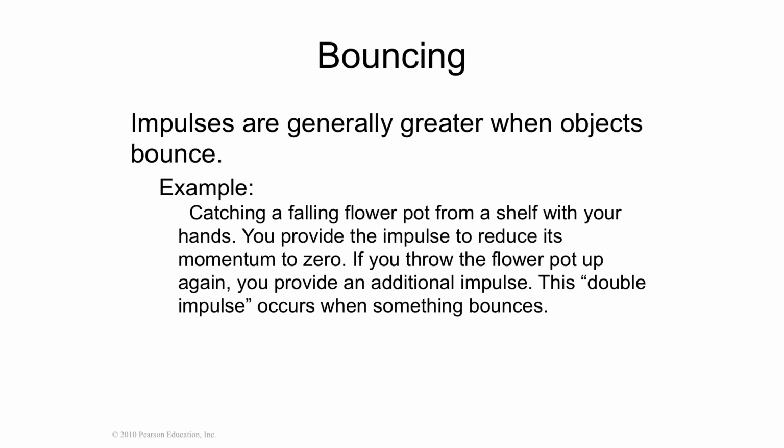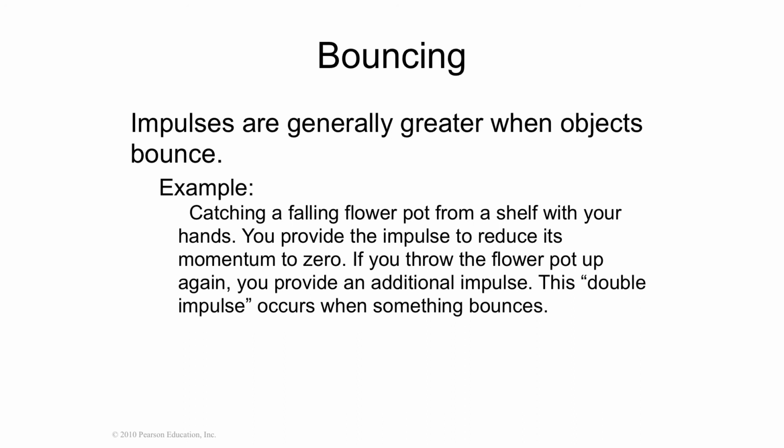So if a flower pot falls off the shelf and hits you in the head, there's a certain amount of damage. But if it bounces off of your head, then what's happened is you've changed its velocity once by stopping at zero, and now changed it twice by accelerating it back up into the air. That's more damage on your head.